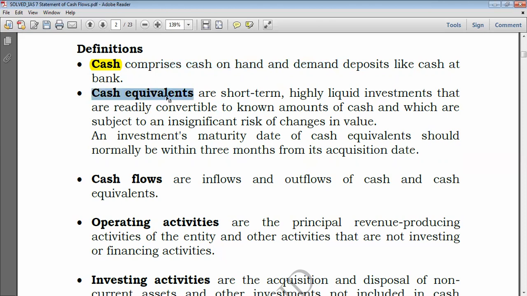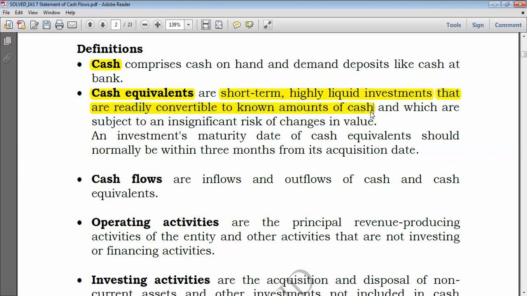But also we have cash equivalents. What do we mean by cash equivalent? Cash equivalent is not cash, but it is close to cash, and that's why we call it cash equivalent. Cash equivalents are simply short-term, highly liquid investments. That means investments that can be easily converted to cash in the short term. But also, they are readily convertible to a known amount of cash.